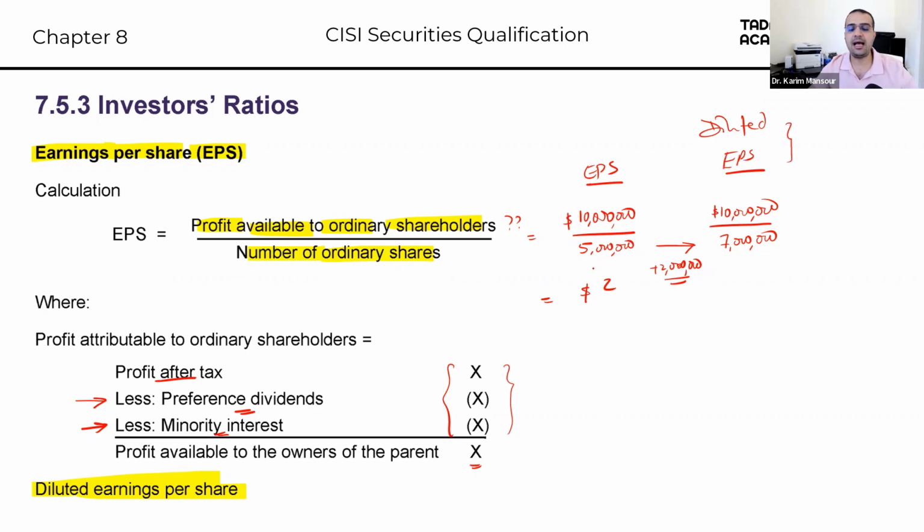So why is it important? Because I, as an ordinary shareholder, can see here that, okay, every share I own is entitled to $2 of profit. But in reality, if this company has issued warrants or convertible bonds, I might not be entitled to $2. I might be entitled to, let me just calculate, 10 million over 7. I might be entitled to actually $1.43 only, because this $10 million will need to be distributed among a bigger number of shares if these warrants and convertibles are exercised. So just keep in mind the difference between a normal earnings per share and a diluted earnings per share.